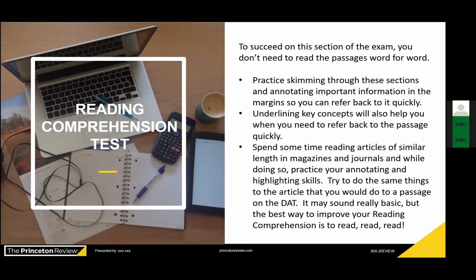One of the greatest ways that you can prepare for a section like this, aside from studying typical DAT prep books and doing practice problems, is to actually spend some time reading articles of similar length in magazines or journals, or even on your phone, but taking notes on the side. Practice your annotating and highlighting skills, and just try to test yourself in your regular life. It might seem tedious or really basic, but it actually is a really good way to improve your reading comprehension score on the DAT. It's just read, read, and practice, practice, practice.